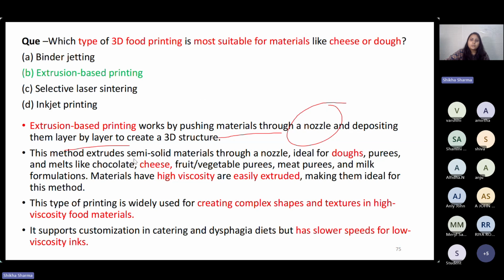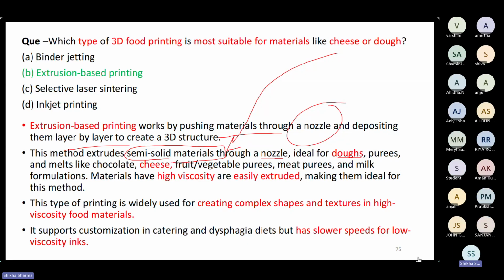So this method basically extrudes semi-solid materials, like the dough and the cheese, high viscosity materials, from the nozzle. So it is ideal for dough. Then it is good for purees and melts like chocolates, cheese, fruit or vegetable purees, meat purees, milk formulations. So it is good for high viscosity materials which are easily extruded, making them ideal for the cheese and the dough. This type of printing is widely used for creating complex shapes and textures in high viscosity material.